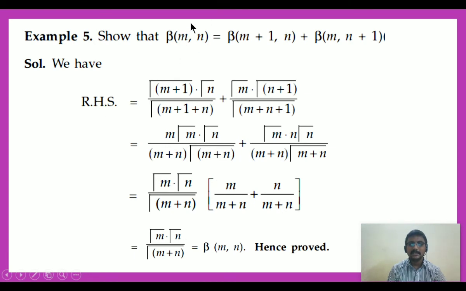So what is LHS here? Beta of m, n. Just we have to know about the relation between beta and gamma function. The relation is beta of m, n is gamma of m into gamma of n by gamma of m plus n.